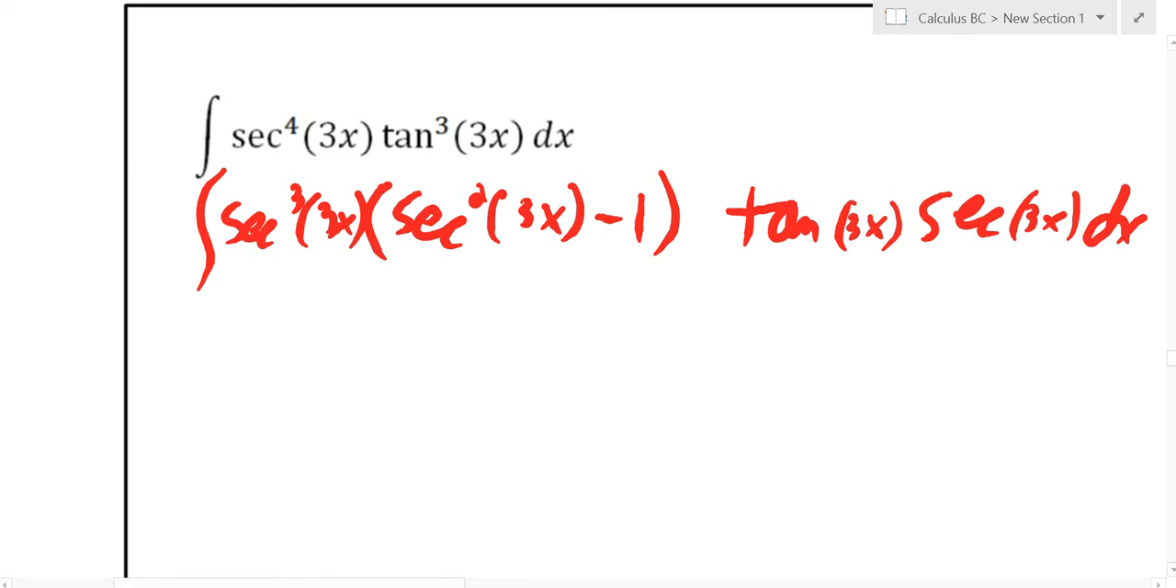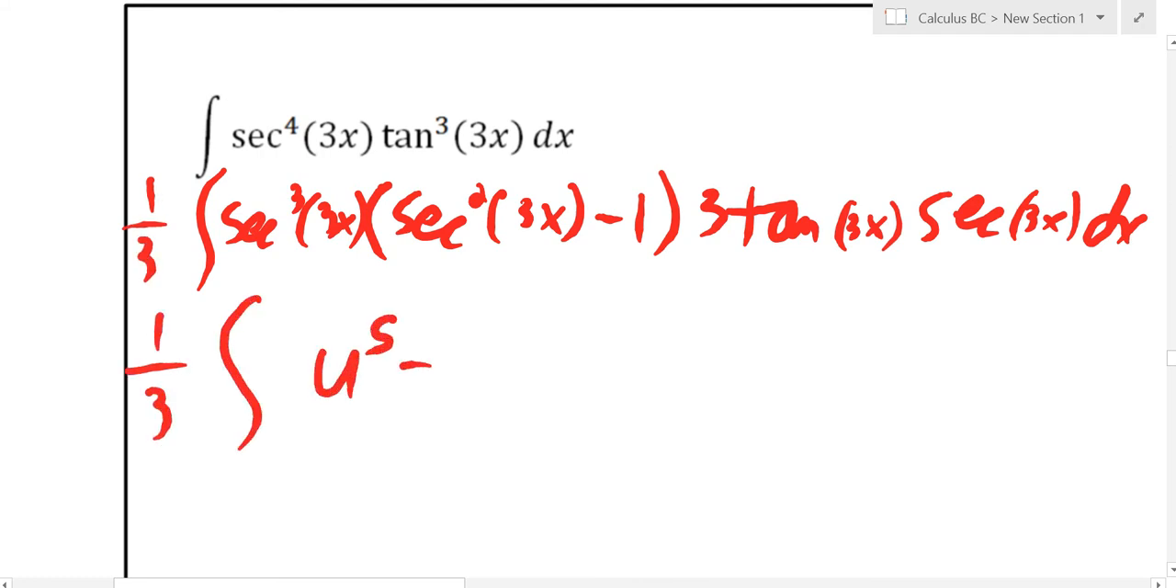No, we got two ways to do this. We can switch them all to secants or tangents. Either one will work. So look, u in this case is going to be secant of 3x. So du is going to be 3 secant 3x tangent 3x, which means we need to put a 1/3 out front. A 3 inside and a 1/3 out front. So we need a 3 here, a 1/3 out front, and that's going to become 1/3 the integral of u to the 5th minus u cubed du.